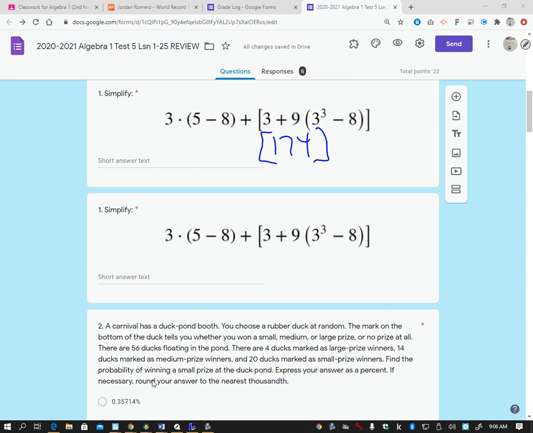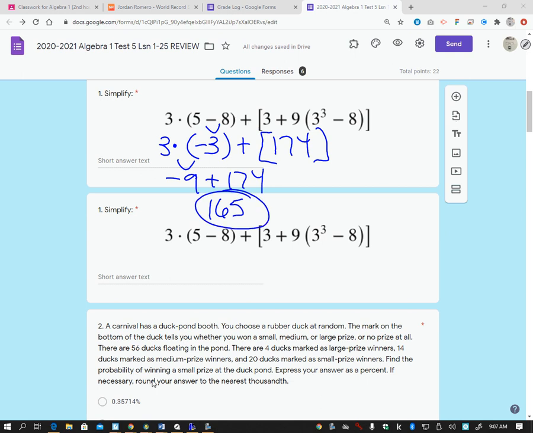What's next, after we've taken care of that set of brackets on the right? Parentheses, 5 minus 8, which is negative 3. So I got 3 times negative 3 plus 174. Three times negative 3 is negative 9, plus 174 is 165. Those of you that did the review, was 165 correct?